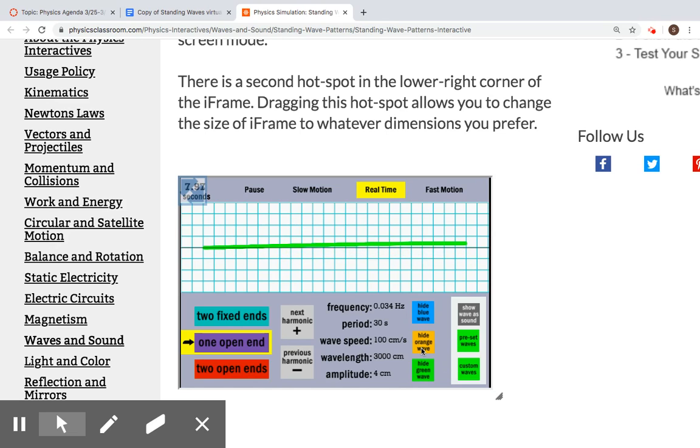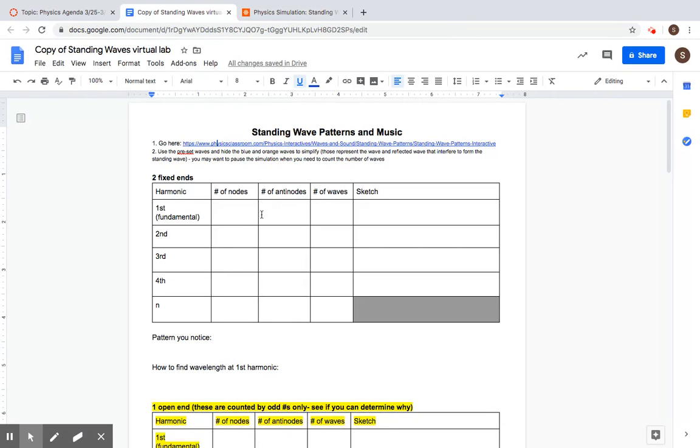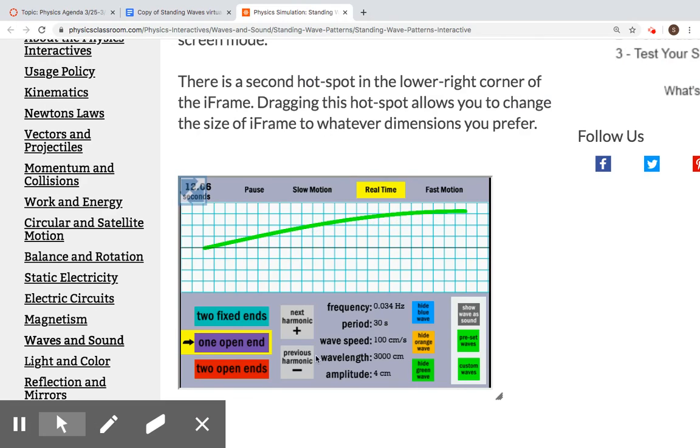And what we want to find are the nodes, antinodes, and number of waves. You're also going to do a sketch. But what I'm going to add to this sketch is also a value for your wavelength. So that's given down here in centimeters. We're going to convert it to meters, and that is going to be important when you go to your Flipgrid question that you have to answer.